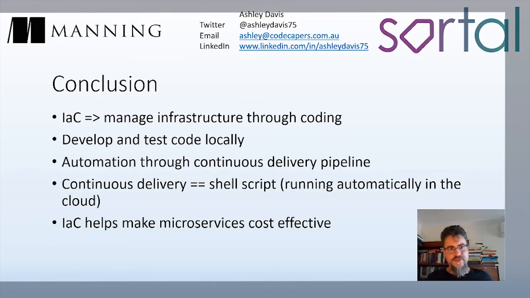So that's it from me for today. In conclusion, I'd just like to sum up by saying infrastructure as code is just a way to manage infrastructure through coding where you can automate it. You can develop and test your code locally, and the automation happens through a continuous delivery pipeline, like what I've demonstrated today in Bitbucket pipelines. And if there's anything I want you to take away, it's that continuous delivery, the way I think of it, is just running a shell script automatically in the cloud. There's nothing particularly complicated about it.